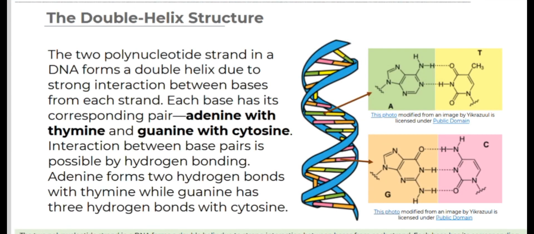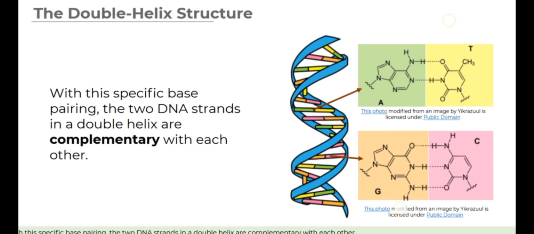The two polynucleotide strands in the DNA form a double helix due to strong interaction between bases from each strand. Each base has its corresponding pair, adenine with thymine and guanine with cytosine. Interaction between base pairs is possible by hydrogen bonding. So adenine forms two hydrogen bonds with thymine, while guanine has three hydrogen bonds with cytosine.